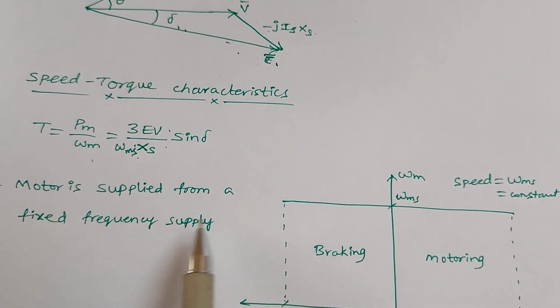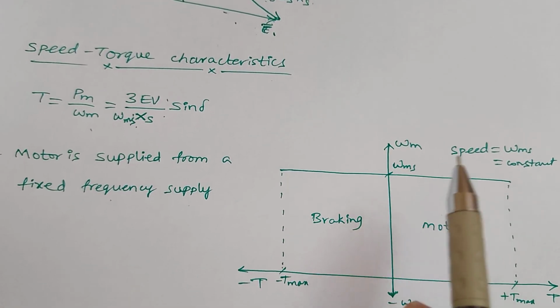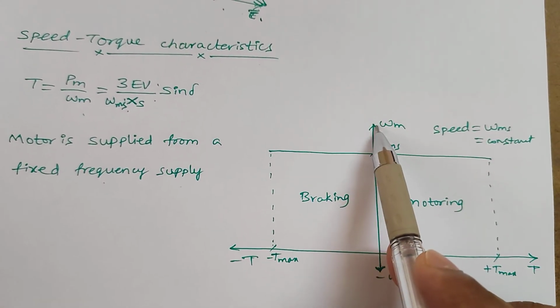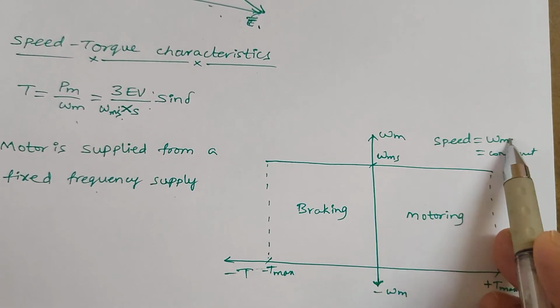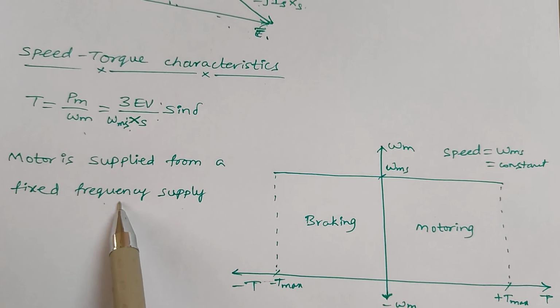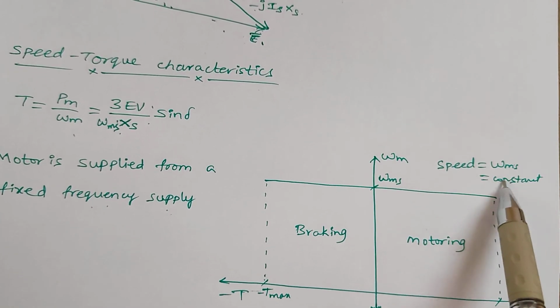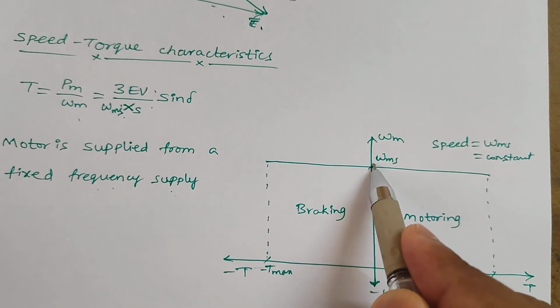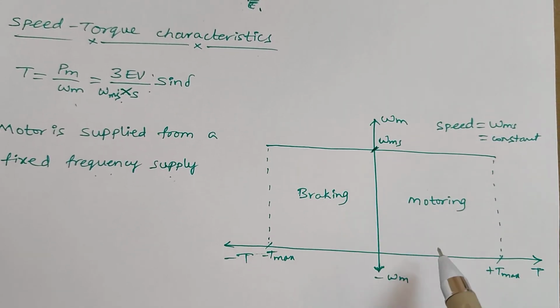Here the motor is supplied from a fixed frequency. That's why, on the speed torque characteristics, speed is on the y-axis and torque is on the x-axis. Your speed is constant because it is supplied from a fixed frequency, meaning the supply speed is constant. Omega ms is constant. That's why this is your omega ms. There only you will get the speed torque characteristics.